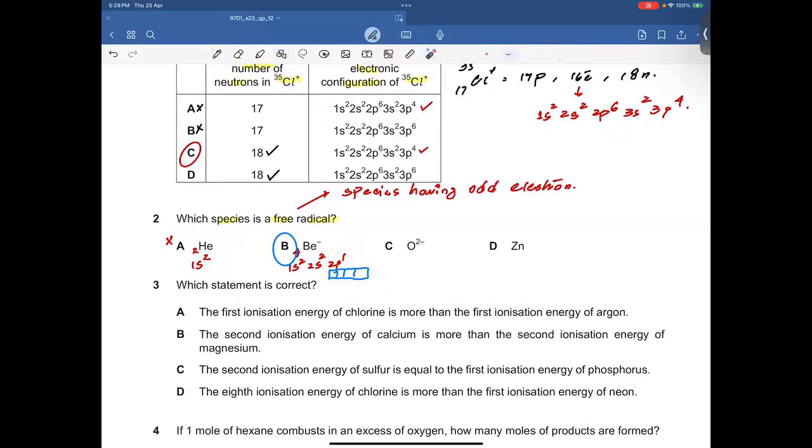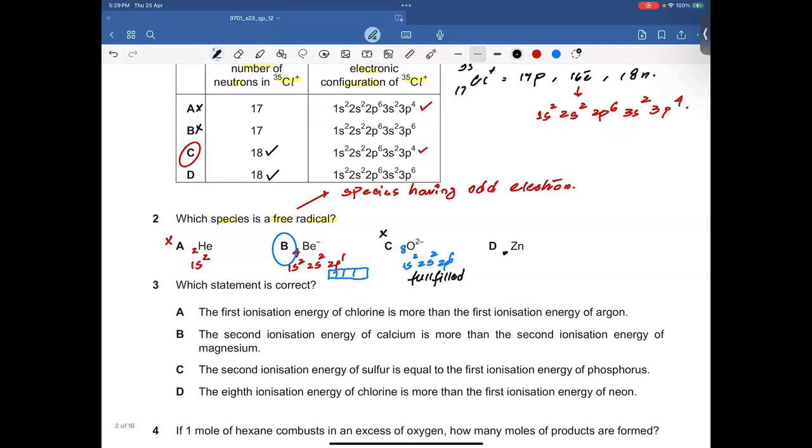Let me discuss options C and D. Oxygen has an atomic number of 8. The 2 minus charge indicates that it has a total of 10 electrons, which means the configuration is going to be 1s2, 2s2, and 2p6. All of them are fulfilled, which means this option is incorrect.